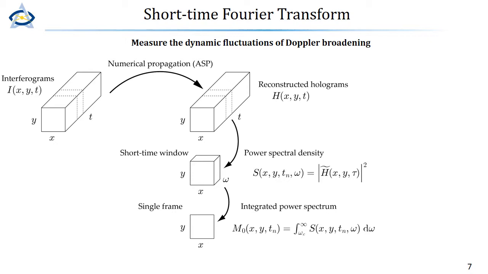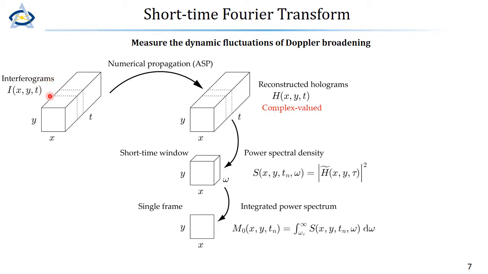So we start with the raw interferograms that come out of the camera and that are real valued. We apply a numerical propagation, an angular spectrum propagation, and we end up with reconstructed holograms that are complex valued.